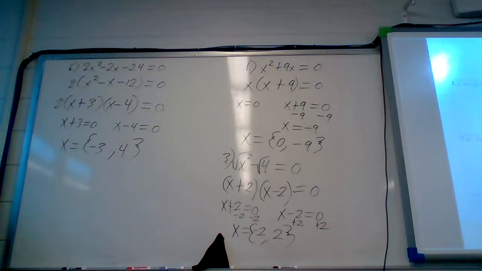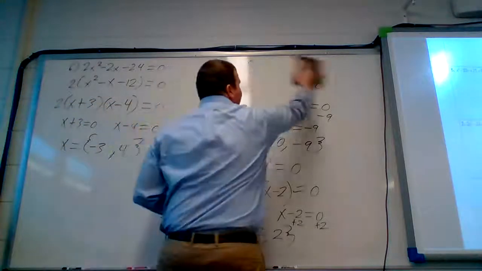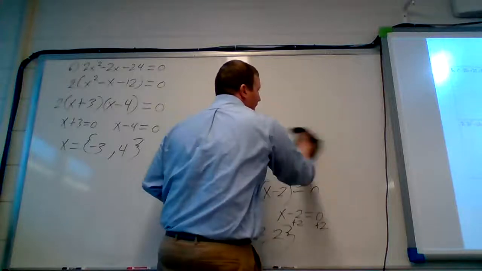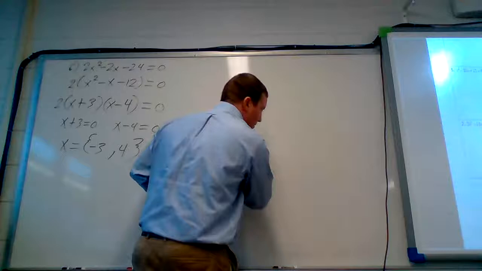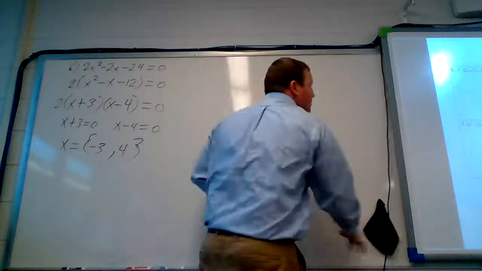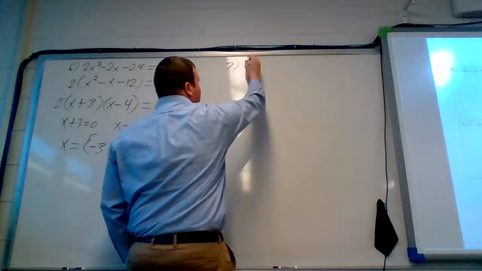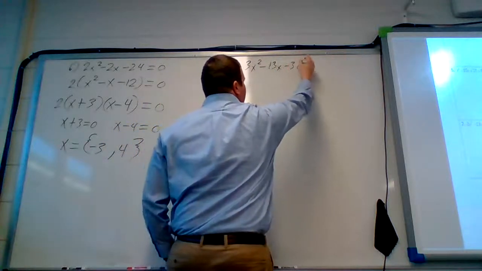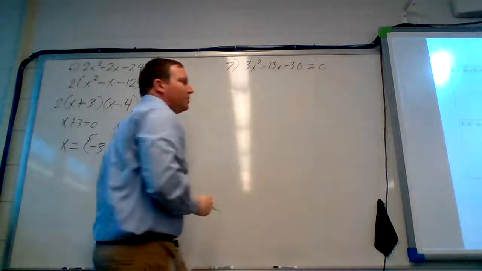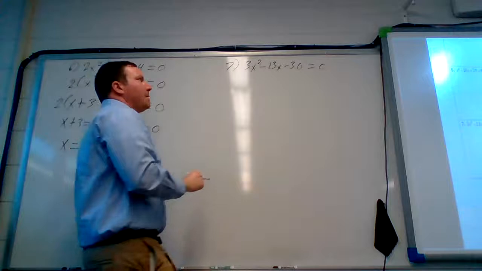So again, that's our normal trinomial method. Let's look at the other method that we did on Monday, which is our slide and divide method. We're doing number 7. We have 3x squared minus 13x minus 30 equals 0. You want to take the 3 and multiply it by the 30.